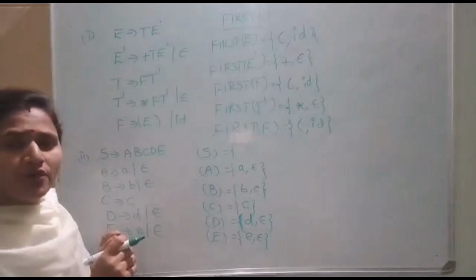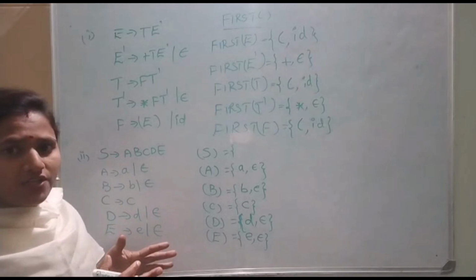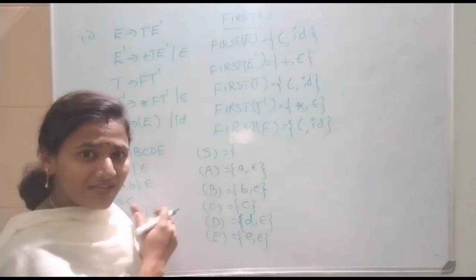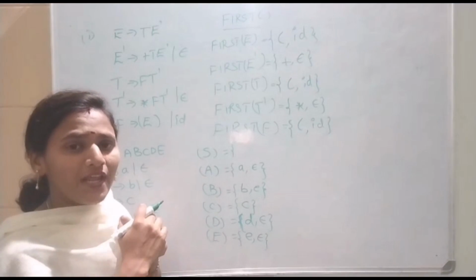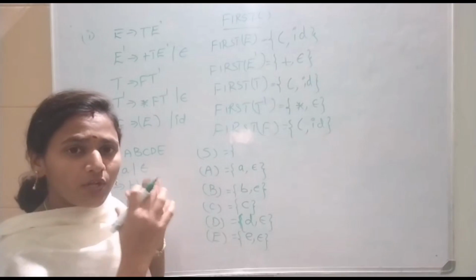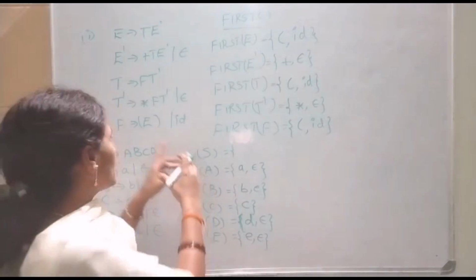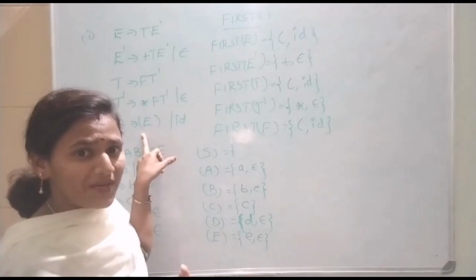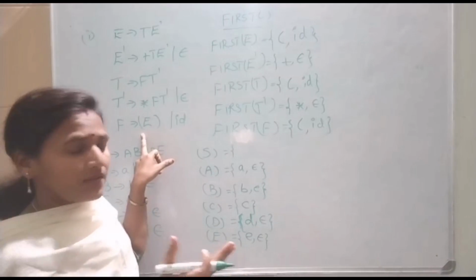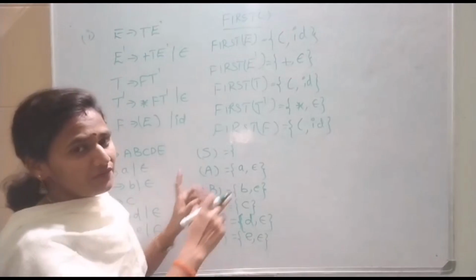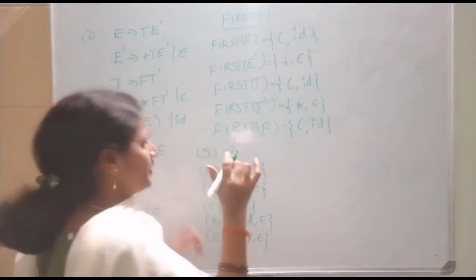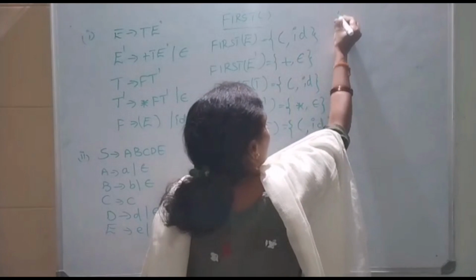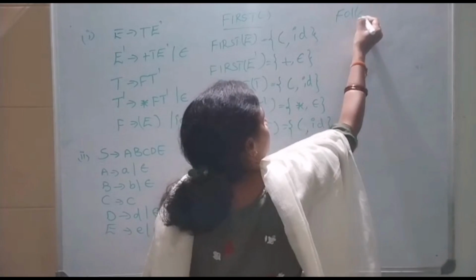Now, how to identify terminals and non-terminals. Terminals are nothing but lowercase alphabets, digits and operators as well, along with epsilon. What about non-terminals? Non-terminals are represented with uppercase letters and some Greek alphabets as well. This is how you compute the first function. Now, moving on to the follow function. How to compute the follow function.